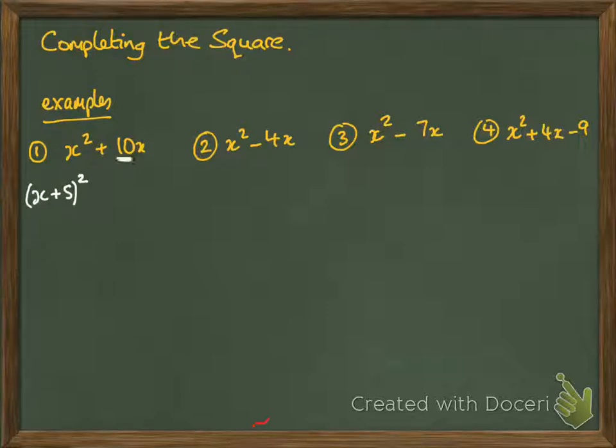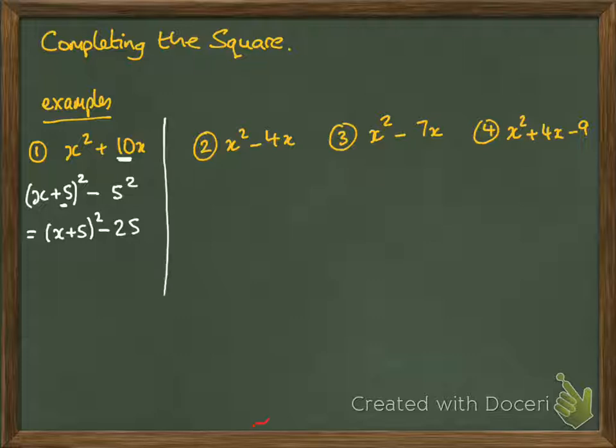So whatever that number is, we half it to get that number. And then we square that number in the bracket and we subtract it. And that's completing the square. So if we simplify that, we'll have x plus 5 squared, take away 25.